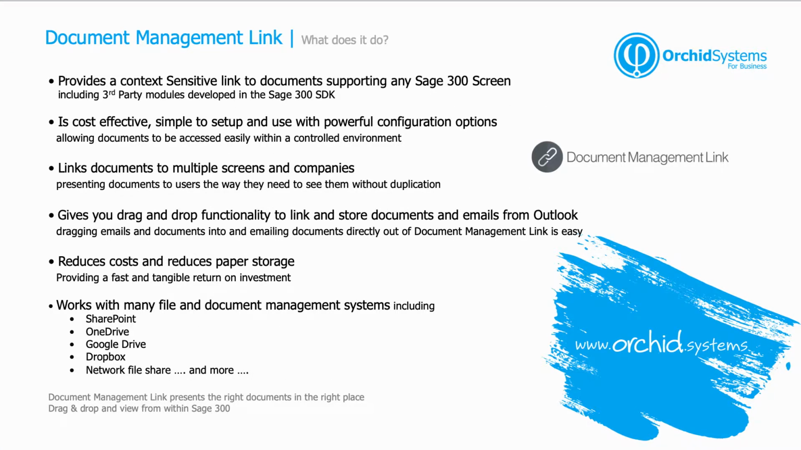Document Management Link provides a context-sensitive link to documents supporting any Sage 300 screen, is cost-effective, simple to set up and use with powerful configuration options, links documents to multiple screens and companies, gives you drag and drop functionality to link and store documents and emails from Outlook, reduces costs and reduces paper storage, and works with many file and document management systems.